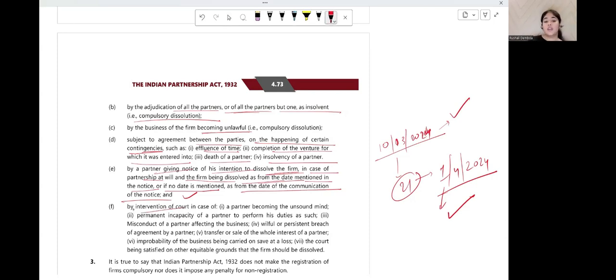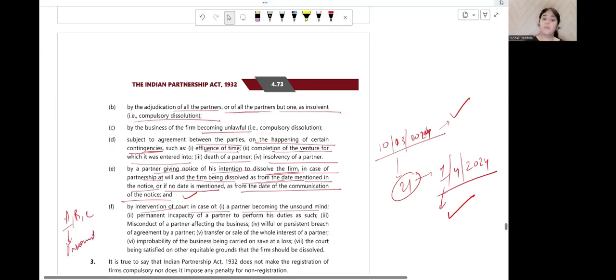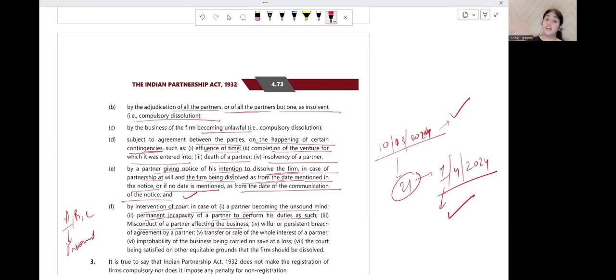By intervention of the court in case of a partner becoming of unsound mind. If the court interfered and said your partner Mr. A has become of unsound mind. A, B, C were partners, A became of unsound mind. Or he has done something wrong, he has committed a crime. Permanent incapacity of a partner to perform his duties. Now he is not capable. Or misconduct of a partner affecting the business. He did something wrong, he did some fraud. Willful or persistent breach of agreement by a partner. He's continuously doing something wrong against the firm.